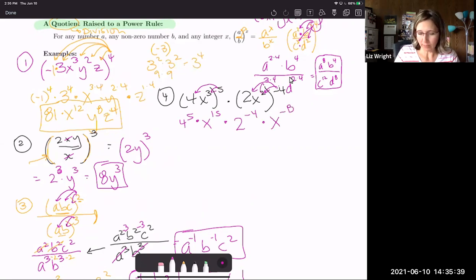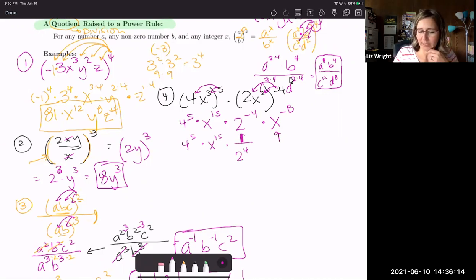So at this point, if you want to, hang on, let me get rid of that line again. I don't think that's going to help. It's going to make it more confusing. So let's look at this. And one thing I'm going to do is say, let's go ahead and rewrite these so they have positive exponents, because I think that'll make these a little bit easier. So we're going to go 4 to the 5th times x to the 15th times 1 over 2 to the 4th.